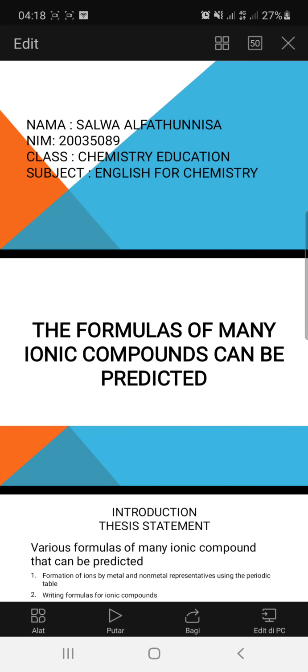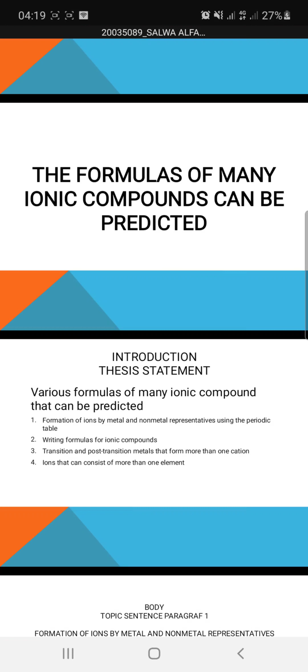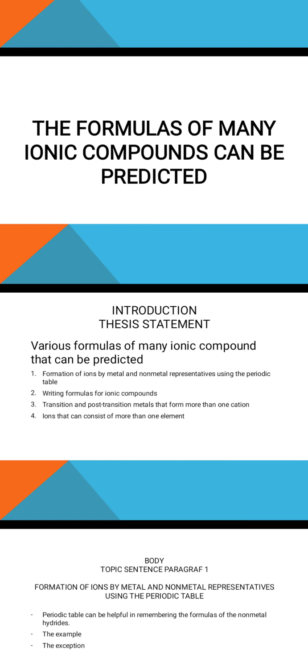The formula of many ionic compounds can be predicted. You saw that the periodic table can be helpful in remembering the formula of the ionic compounds. It can also help us remember the kind of ion formed by many of the representative elements. For example, except for hydrogen, the neutral atom of the group 1A element always loses one electron each.